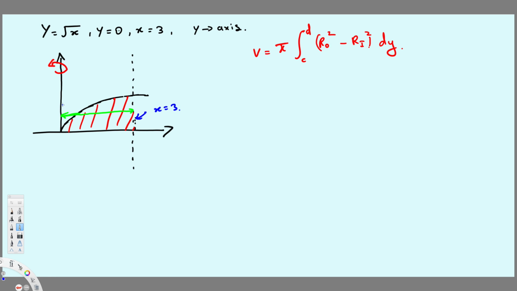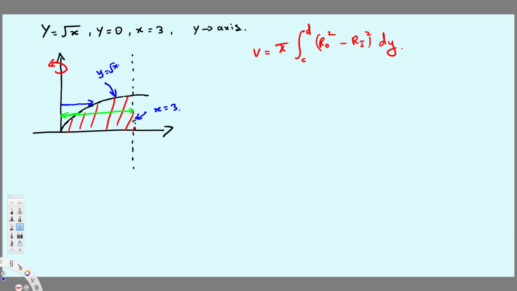And for the inner radius, if it's rotating around the y-axis, we draw the line from the y-axis. If it's rotating around the x-axis, we start from the x-axis. So since it's rotating around the y-axis, if we draw a line, wherever it touches first, that's going to be the inner radius. We know this function is y equals root x.